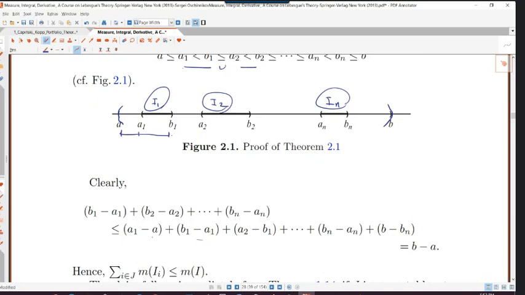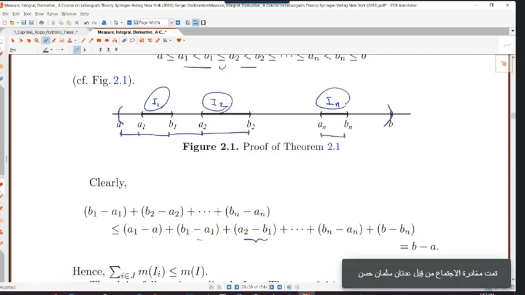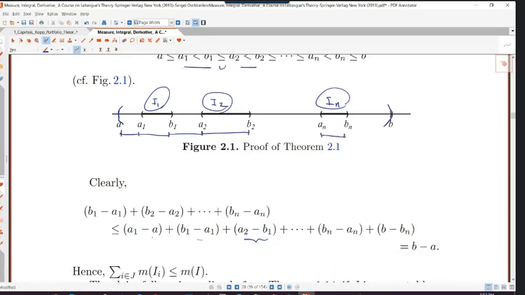plus B1 to A2. Okay, A2 minus B1, to Bn, and we put B minus A. So less than or equal to M of I. Okay.